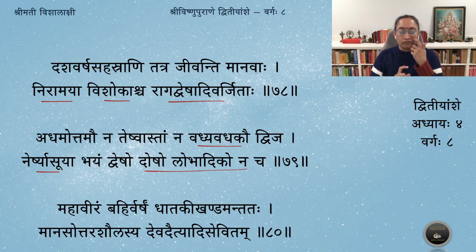Mahaviram bahirvarsham dhataki khandam antatah manasottara shailasya deva daityadi sevitam. Devaha daityaha cha tatra nivasanti. Both devas and asuras live in this Pushkaradvipa. Manasottara Shailasya Bahihi, the outer region, outside of the Manasottara Shaila mountain, is your Mahavira Varsham. The one inside, Manasottara Shailasya Antataha, the region inside the mountain, like a valley probably, that is called Dhataki Kandam.